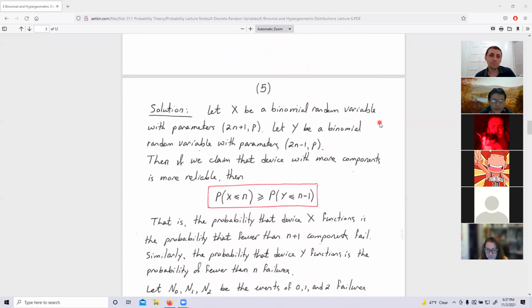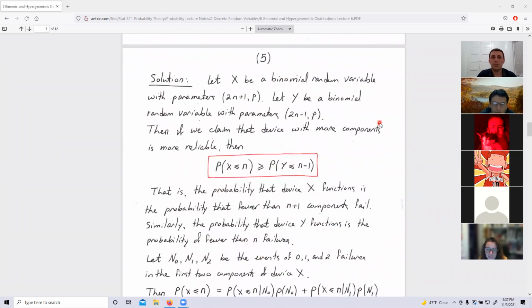Okay, so let's look at the solution. So X is a binomial random variable with 2n+1 trials and probability of success, in this case failure, right? So it's probability p. And Y is another binomial random variable with fewer trials, with 2n-1 trials, right?